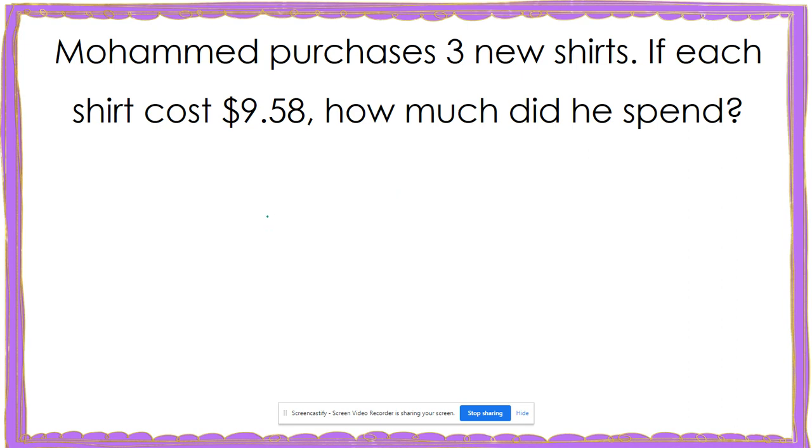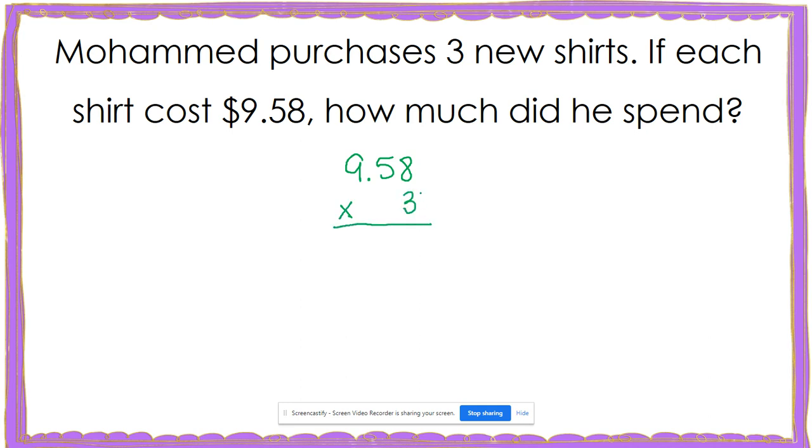If Mohammed purchases 3 new shirts and each shirt costs $9.58, how much does he spend? Because I know that each shirt costs the same amount, I can multiply the amount, which is $9.58, by the number of shirts he got, which was 3.